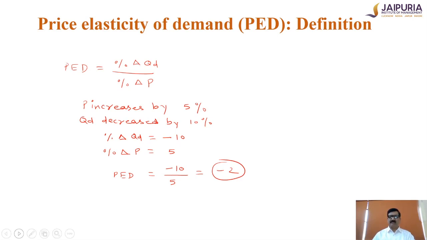Minus simply indicates the inverse relation between price of the product and quantity demanded of the product, and 2 indicates the degree of change in quantity demanded due to change in price of the product. 2 indicates if price of the product changes by 1%, then quantity demanded will change by 2%. That is 2 times of change in price in opposite direction. Opposite direction is endorsed by law of demand, according to which if price of a product increases, quantity demanded of that product decreases, and if price of the product decreases, quantity demanded of that product increases.